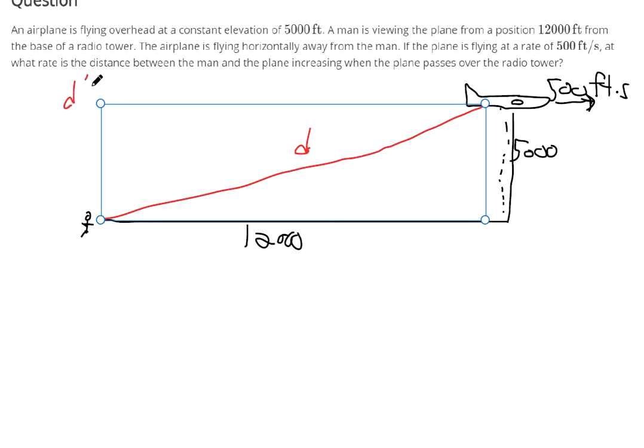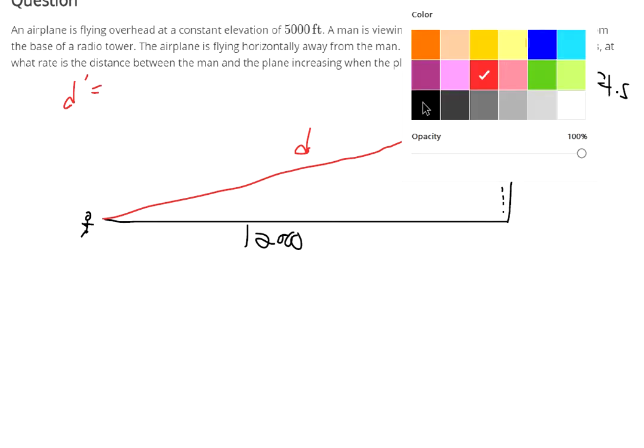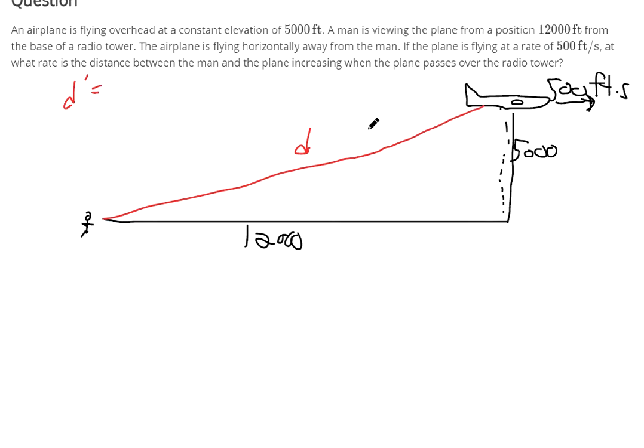How fast is the distance between the man and the plane increasing? So they want to know something about D prime. So think about things that fluctuate first, because you want to construct an equation for all the variables in the problem. Everything that could possibly change, you want to make an equation for it. And then once you have that equation, you can differentiate the equation and plug in the particular information.